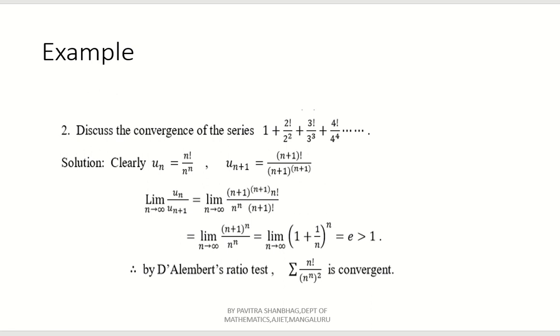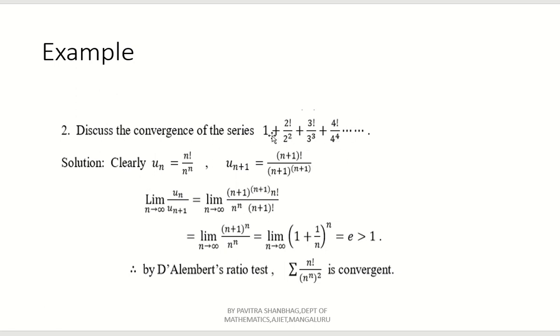Now discuss the convergence of the series 1 plus 2 factorial by 2 square plus 3 factorial by 3 cube plus 4 factorial by 4 power 4. Here see once again, what is the numerator? Here 1 means 1 factorial only by 1 square, or 1 power 1. 1 factorial by 1 power 1, 2 factorial by 2 power 2, 3 factorial by 3 power 3, 4 factorial by 4 power 4 and so on.